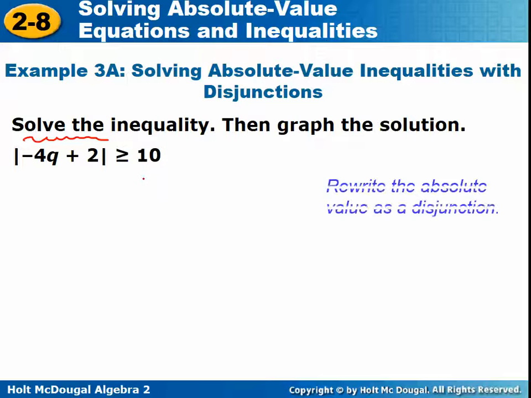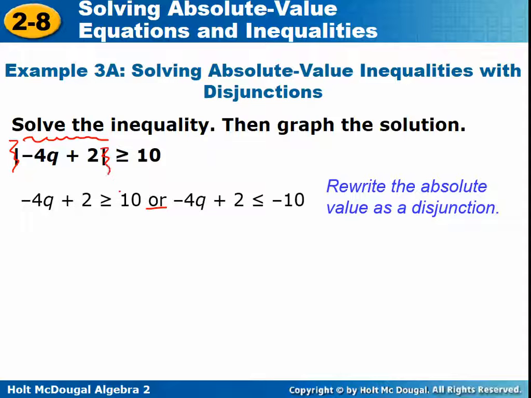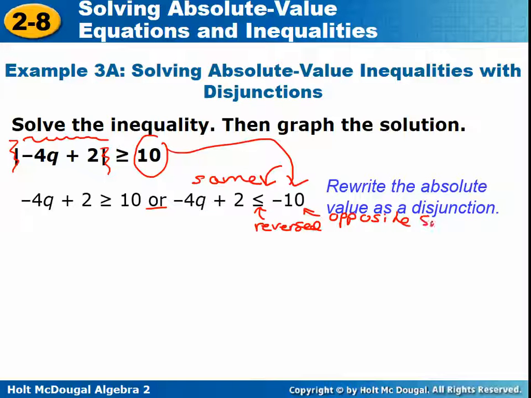So what we do is we set this equal to two separate statements. The first one, all we do is drop these bars and write the inequality just as it would be. So negative 4q plus 2 is greater than or equal to 10. In the second, we reverse the inequality sign, and we change this number to its opposite. So the left side stays the same, this sign is reversed, and the right side gets the opposite sign.